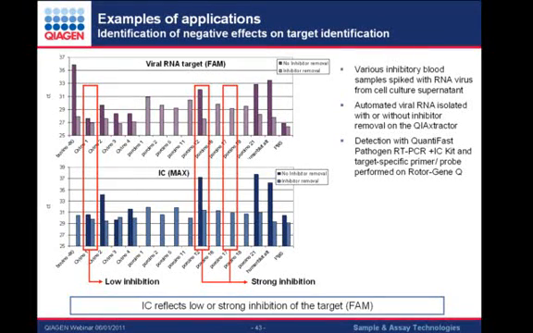This slide shows an example of how we use the internal control system for our routine development work and how nicely the internal control indicates inhibition. It's just a snapshot from our work. It's not about real-time PCR here, but about sample extraction. And you can see various blood samples, and into these samples, an identical amount of RNA virus has been spiked.